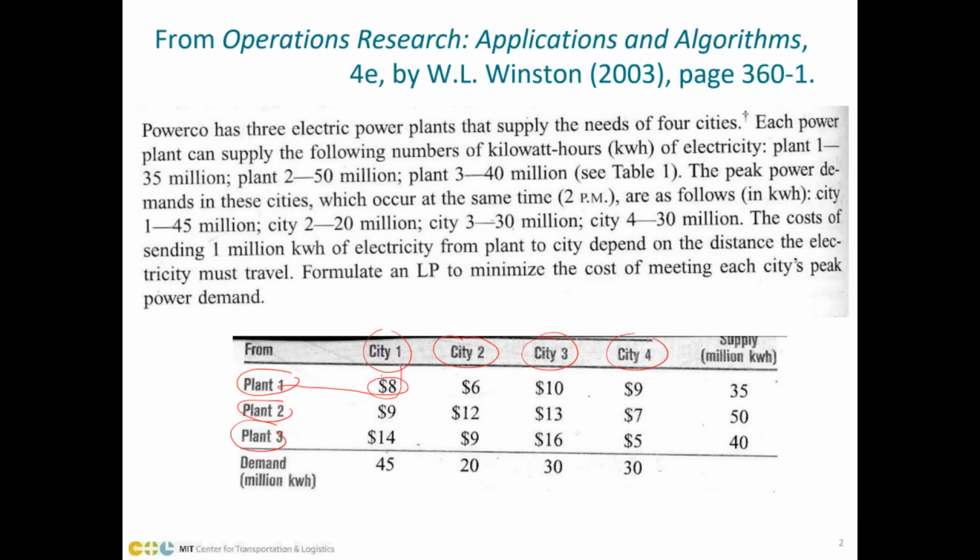Now, each plant has a generation capacity. For plant 1, the capacity is 35 units. I'm not going to bother you with the units, a million kilowatt hour, but 35 units. 50 million for plant 2, 40 million for plant 3. This is the maximum that they can provide. And the demand for the cities are 45, 20, 30, and 30 respectively. This is what we need to provide to each city.